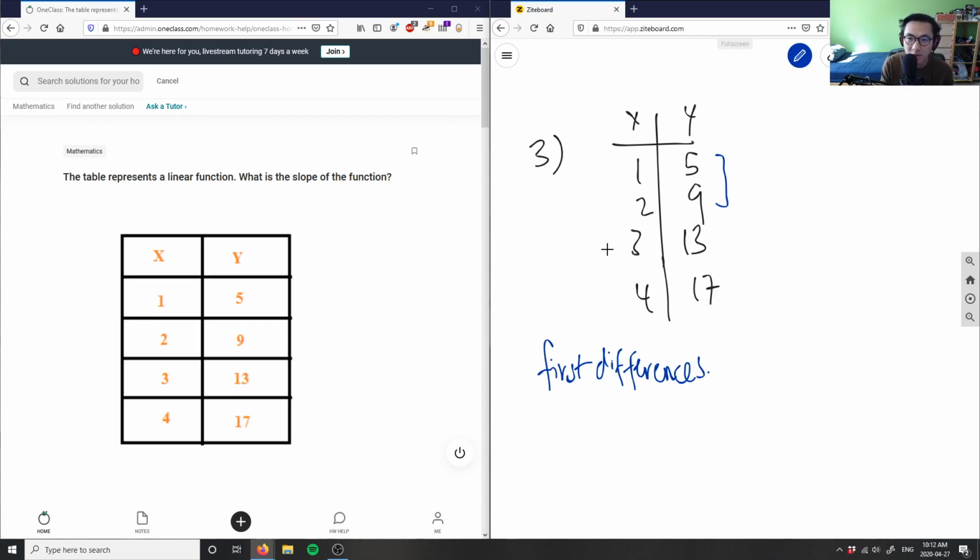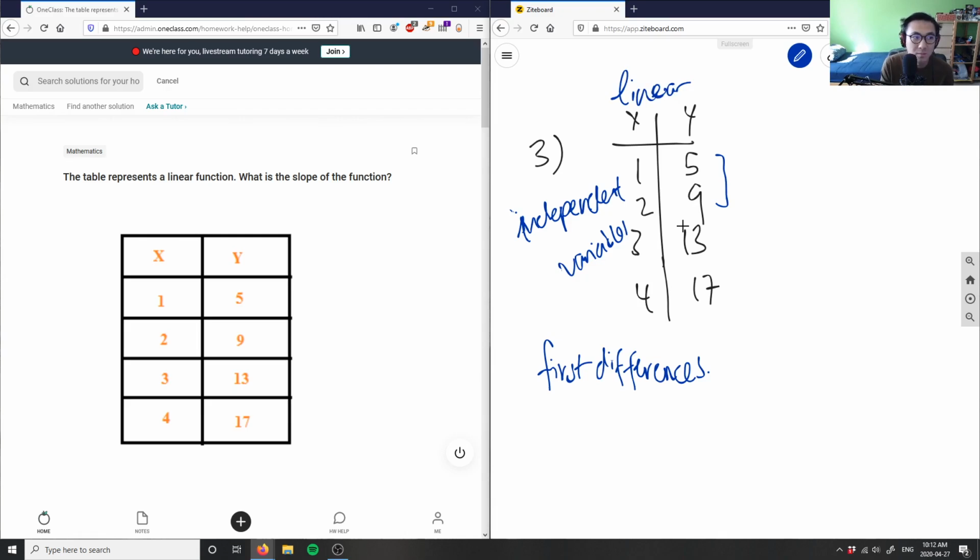In this case, I know that my x's are increasing by 1, so I don't have to worry about my x's. These are my independent variables. So I'm not really concerned with these ones, as long as they're increasing linearly, it's fine. But for my y here, it says the table represents a linear function. So we already know it's linear, which is great. So how much is it increasing by?